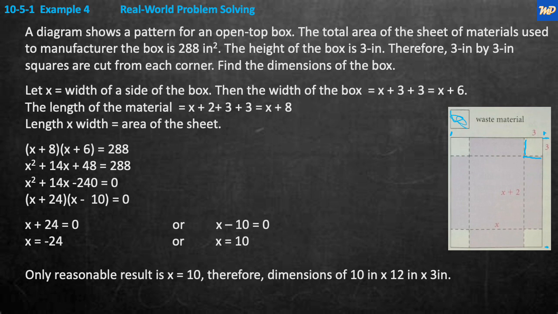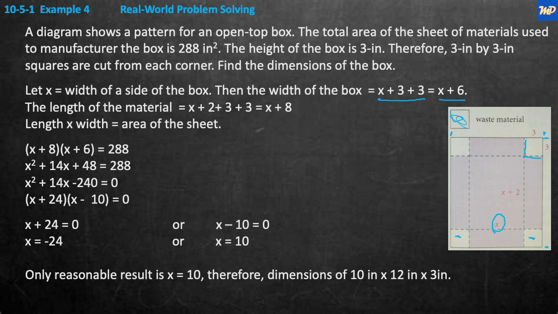So let's find the dimensions of the box. Let x equal the width of the side of the box. And we have the x right here. X is the width right there. So then the width of the box is x, plus 3, plus 3. Totally, it's x plus 6 right here.